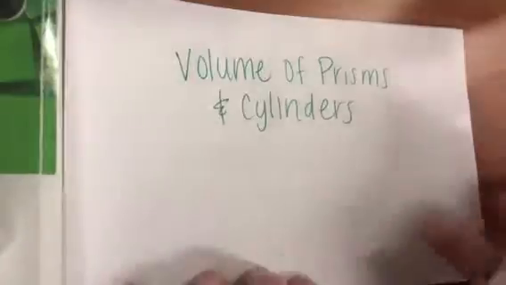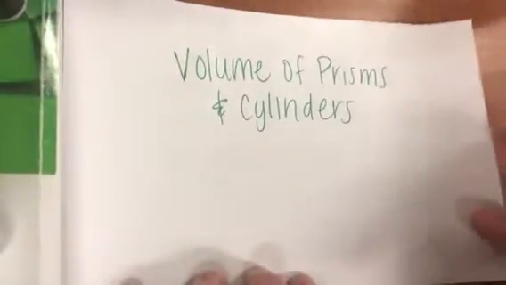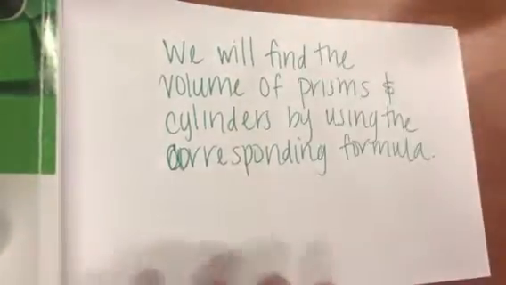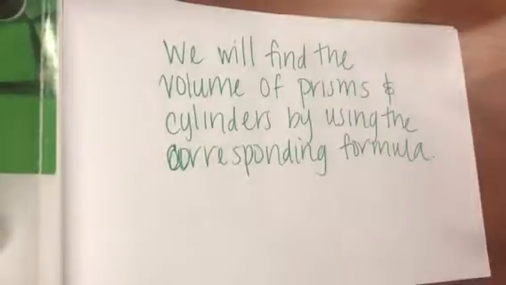Creepy. So we're doing volumes of prisms and cylinders today. Your learning target today is we will find the volume of prisms and cylinders by using the corresponding formula. Yes, Audrey, it's vague once again, because I'm not going to write a really long learning target when all you have to know is we're going to use the corresponding formula. Which is what we're doing.